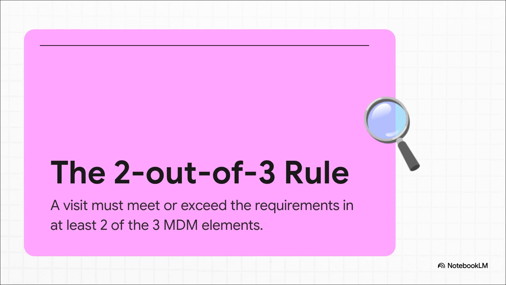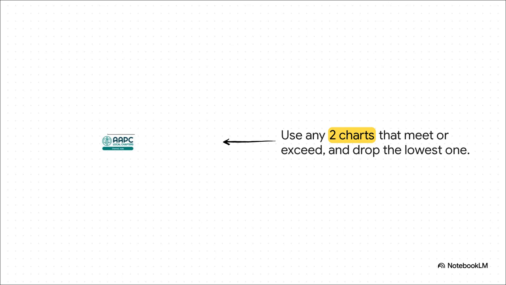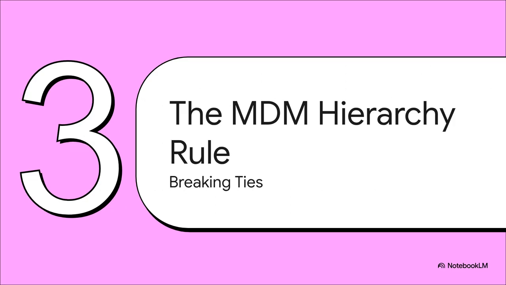In real-world practice, this simply means you look at your 3 scores and you just drop the lowest one. Boom. That's it. It really takes a lot of the stress out of coding, doesn't it? Because one weak element isn't going to drag down the entire encounter if the other 2 reflect a much higher complexity. You just use any 2 elements that meet or exceed a certain level, drop the lowest, and you're good to go. Section 3. The MDM hierarchy rule.